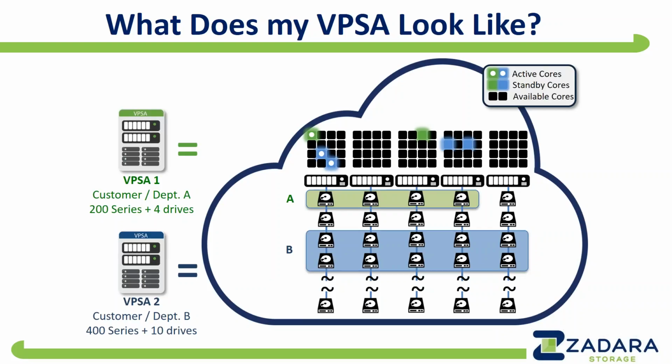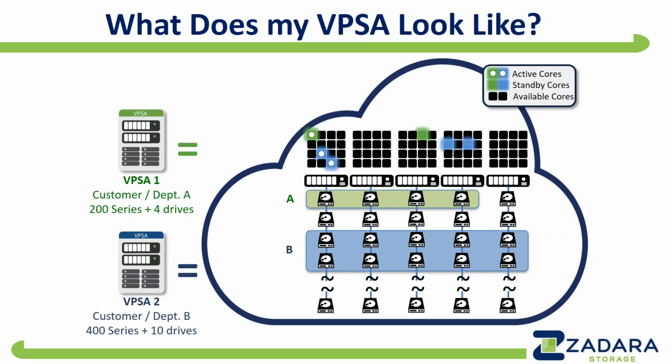The interesting thing here is right on top there's a VPSA number 1. VPSA number 1 is for yet another customer, or maybe even another department within your company. But you can see that they're completely isolated. VPSA 1 has selected a 200 engine, so they have 2 cores.